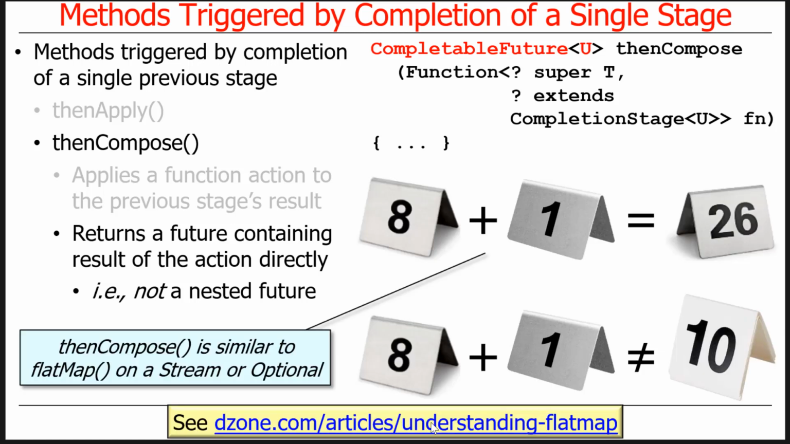So I'll first give you a little analogy, which may or may not be helpful to you if you know other parts of Java, and then I'll show you the example in more detail. So thenCompose is a bit like flatMap on a stream or flatMap on an optional, in that it goes ahead and de-nests things. So what happens when you use this is you end up getting back a completable future to one result directly versus nested completable futures, which is what you would get if you used thenApply.